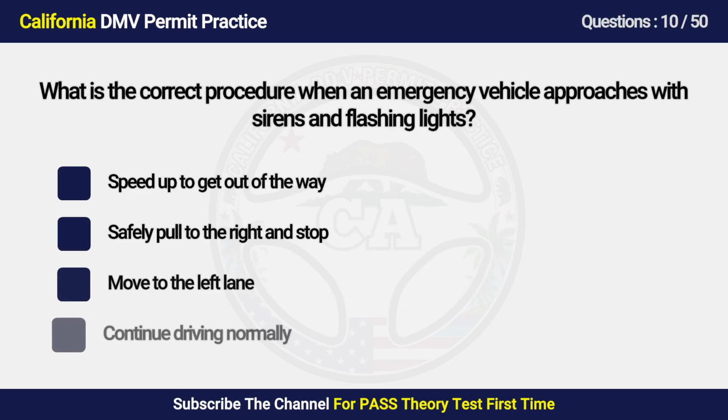Question 10. What is the correct procedure when an emergency vehicle approaches with sirens and flashing lights? A. Speed up to get out of the way. B. Safely pull to the right and stop. C. Move to the left lane. D. Continue driving normally.